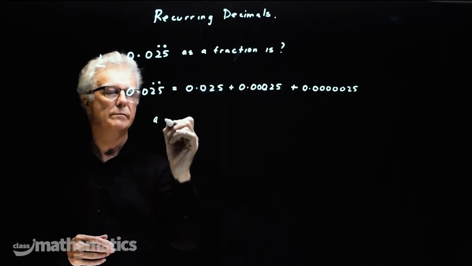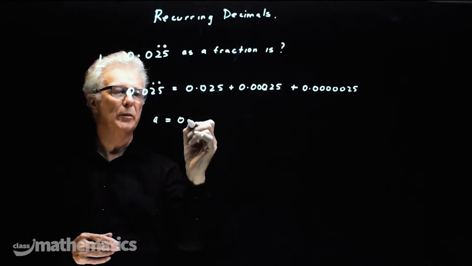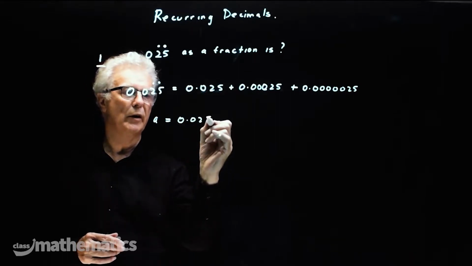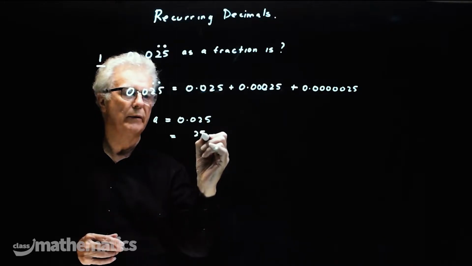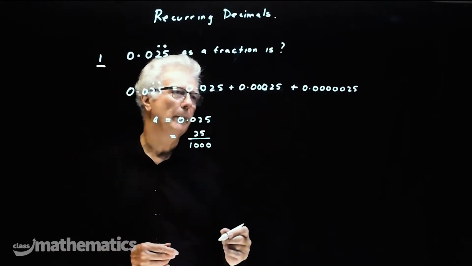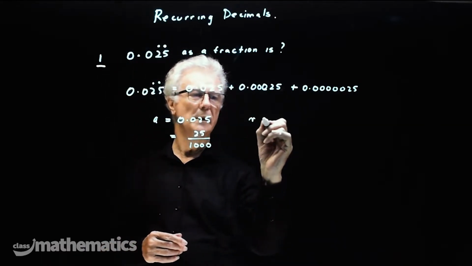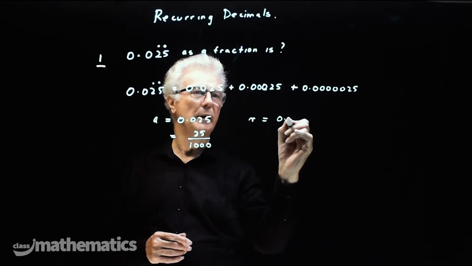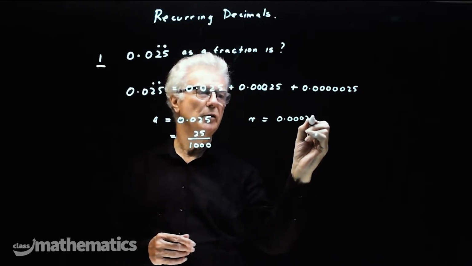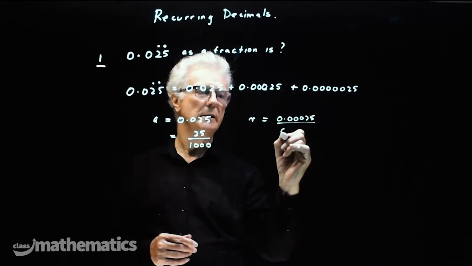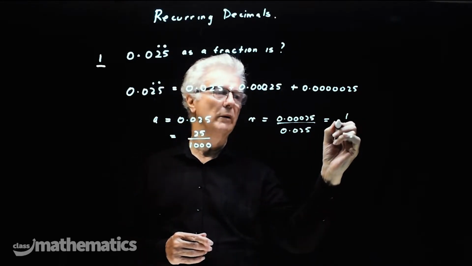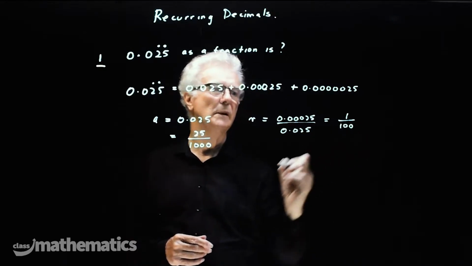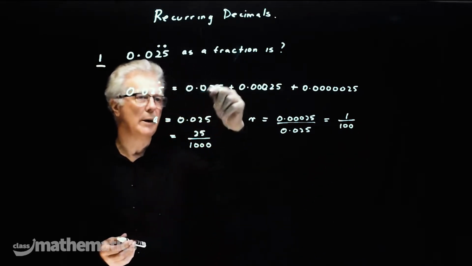Our first term is going to be 0.025. Now, as a fraction, that's going to be 25 over 1,000. Here, the common ratio is equal to 0.00025 all over 0.025, and that comes out to 1 over 100. Okay, so you're multiplying by 1/100th each time.